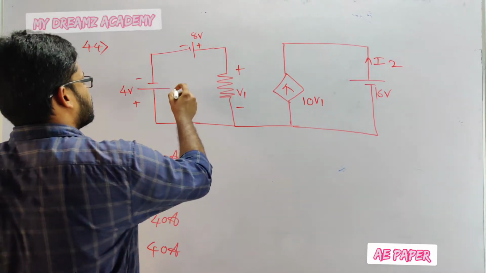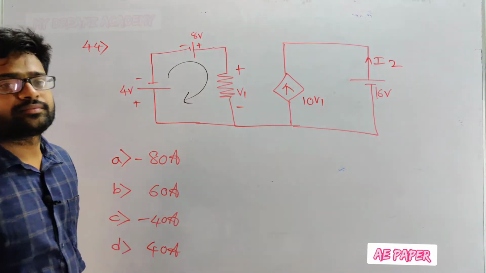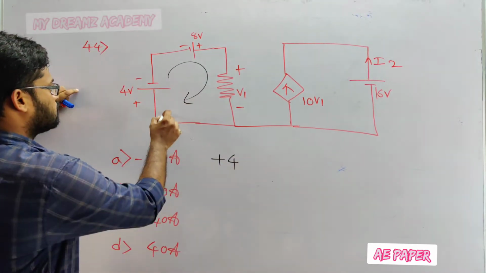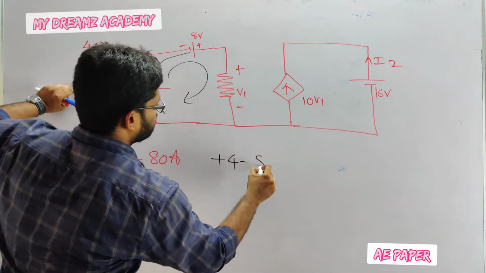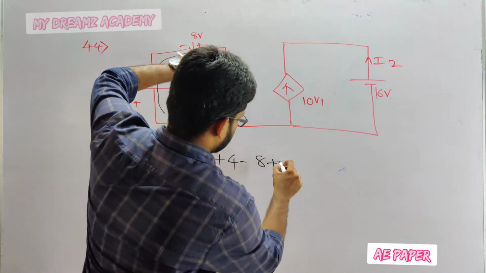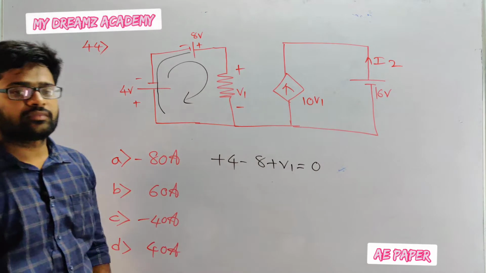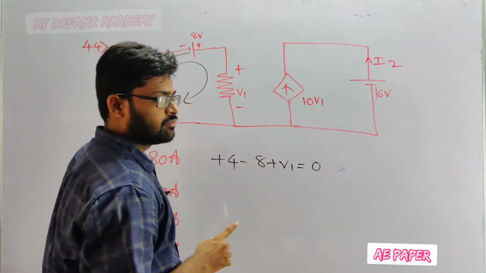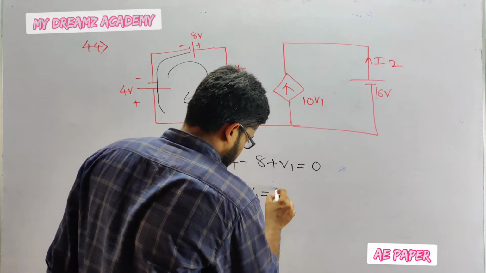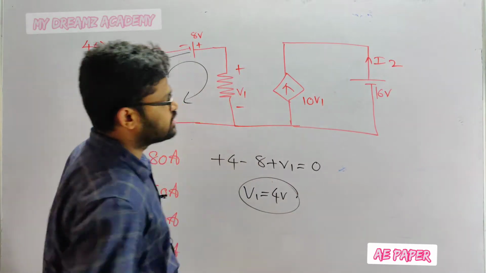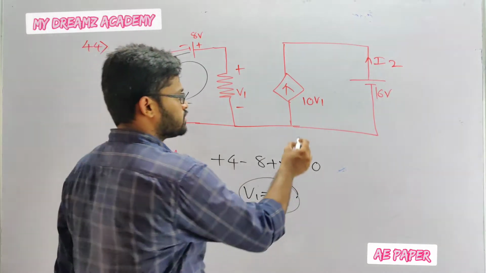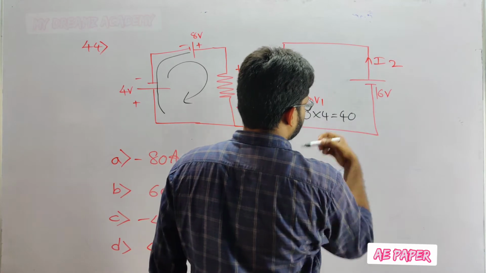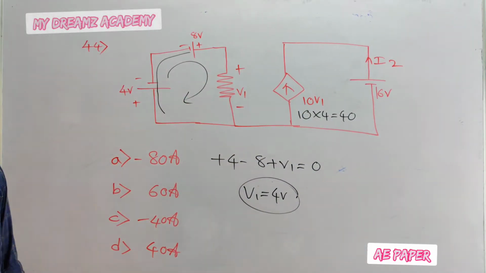Okay. Apply KVL in this loop. That is plus 4 minus 8 plus V1 is equal to 0. So 4 minus 8 minus 4, V1 is equal to 4 volts. Substitute in this, 10 into 4, that is 40.